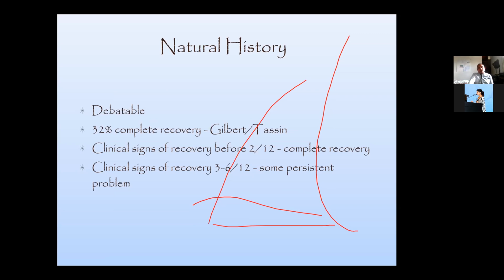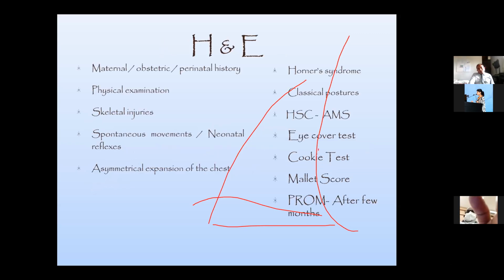And if, in an infant, the clinical signs of recovery appear before 2 months, they usually recover completely. But if they struggle to recover, there will be some persistent problems, especially upper plexus patients who struggle to recover over 6 months. So they have some persistent problems.